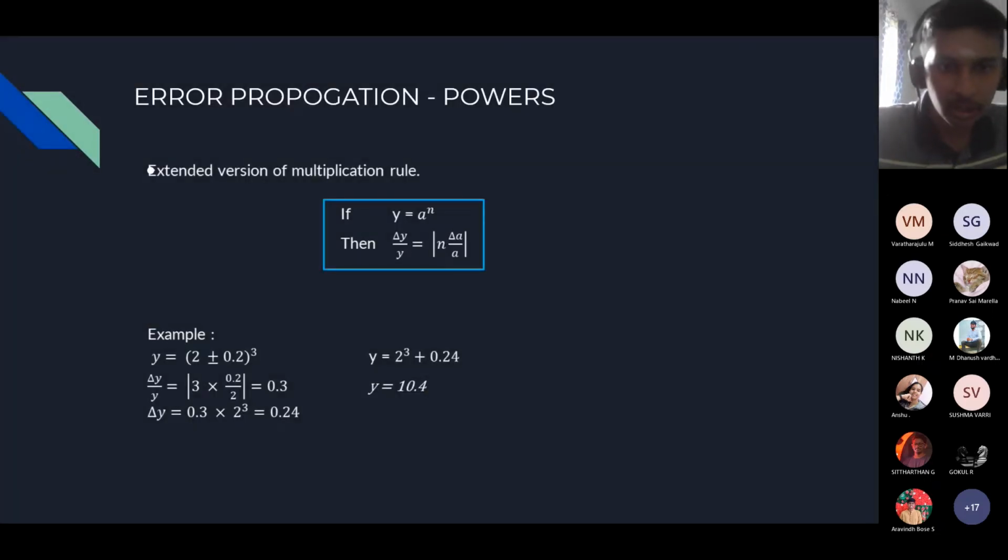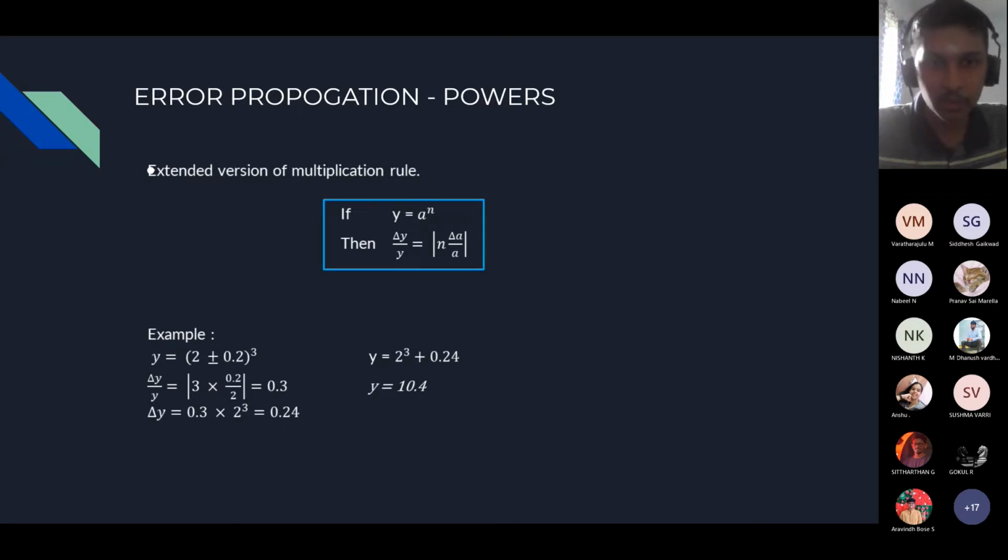So for powers, an extended version of the multiplication rule: if y equal to a to the power n, delta y by y equal to mod of n into delta a by a. So in the example, if we take y equal to 2 plus or minus 0.2 the whole cube, using the formula we take delta y by y, relative uncertainty, equal to mod of 3 into 0.2 by 2, equal to 0.3. Delta y equal to 0.3 into 2 cube, that is 0.24. So y equal to 2 cube plus 0.24, we get y equal to 10.4.